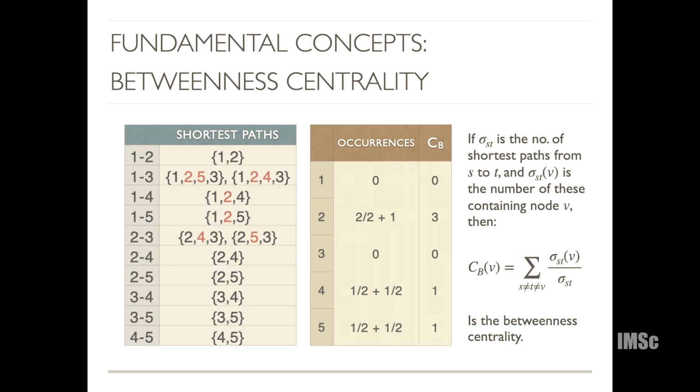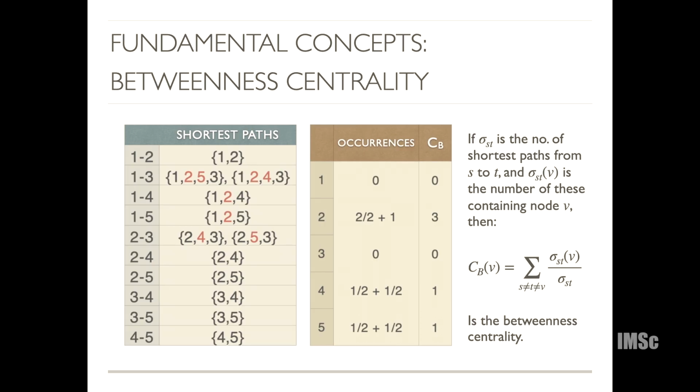4 is appearing half the times over here, not appearing anywhere else. It's appearing half the times over here. So half and half, 1. 5 similarly, it's appearing half the times over here, half the times over here. It's 1. So this should be a plus 1 over here. I'm sorry. So then from this, basically, you find the betweenness centrality, right? So you see that 2 has the highest betweenness centrality.